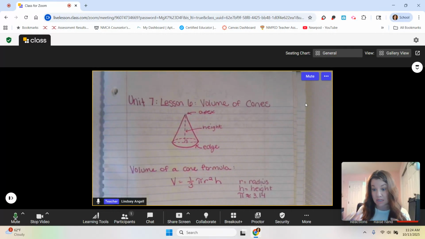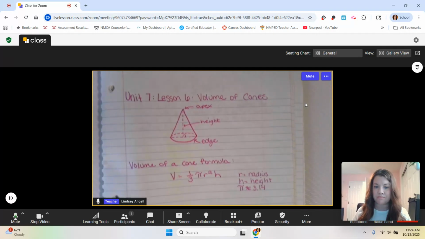Sometimes in your lessons you're going to see slanted cones. You would go from the apex to the ground, if you think of the cone sitting on the ground. But hopefully that'll make more sense once you see that in your lesson, okay?